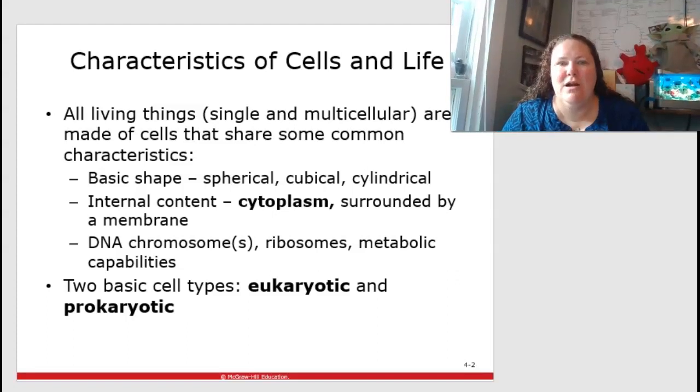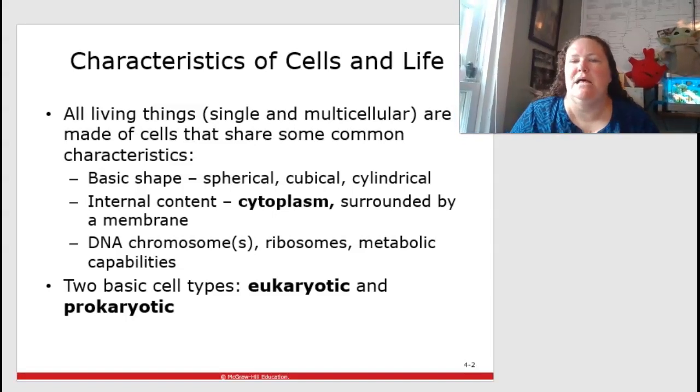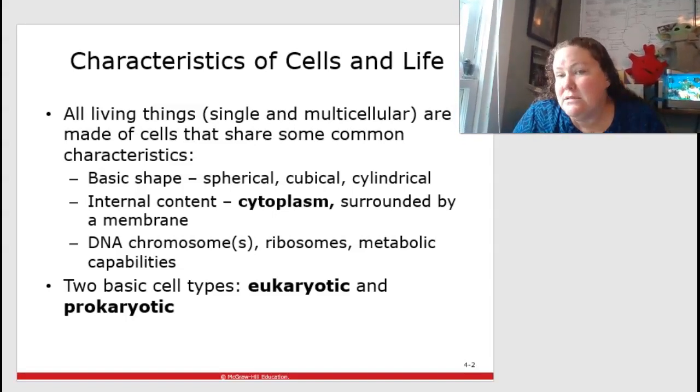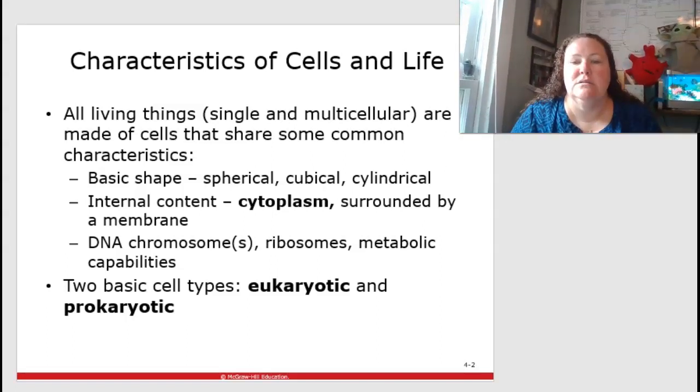Welcome to chapter 4. So today we get to talk about characteristics of cells and life. So all living things, which are single or multicellular, they're made of cells. And these cells, they're going to share some common characteristics. One is basic shape, and that would be spherical, cuboidal, or cylindrical, amongst others, right?